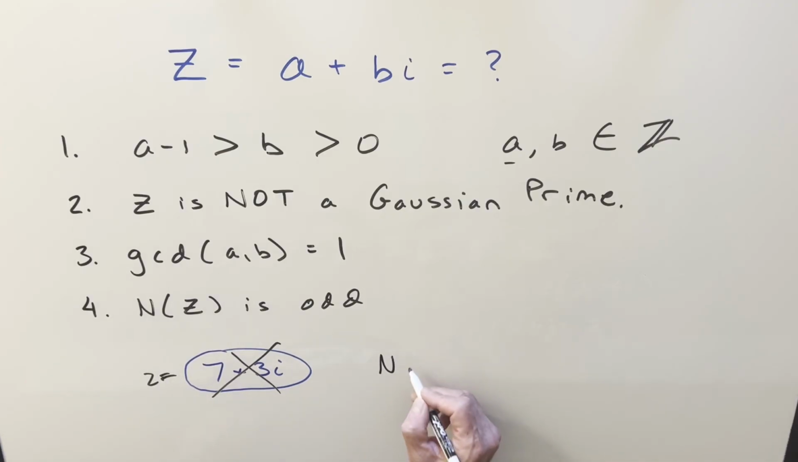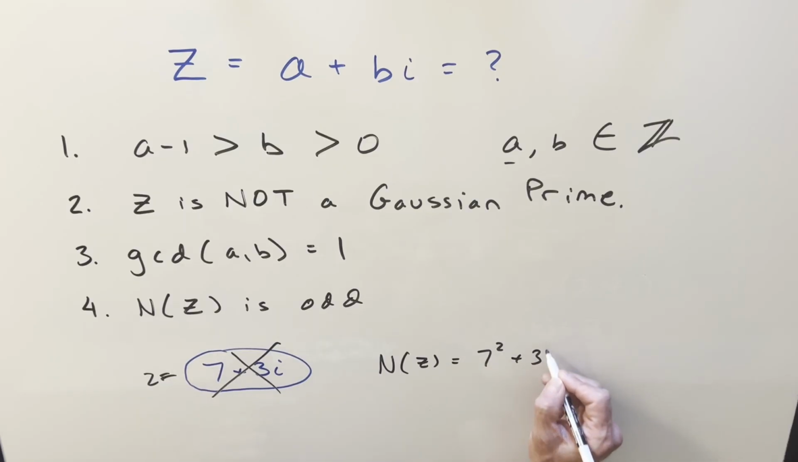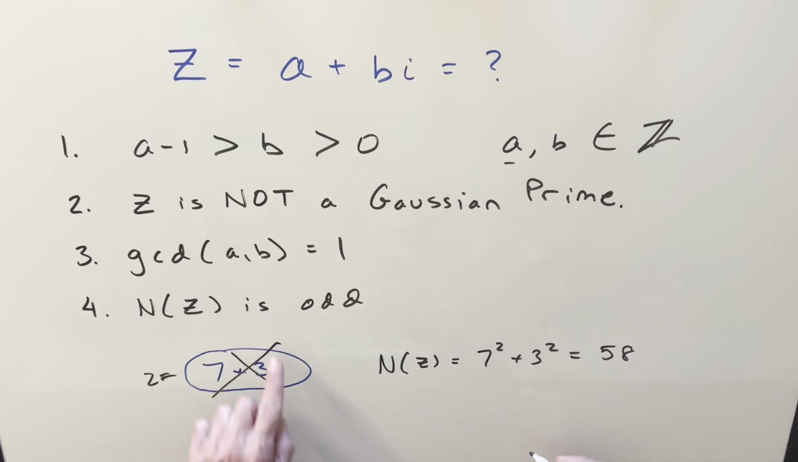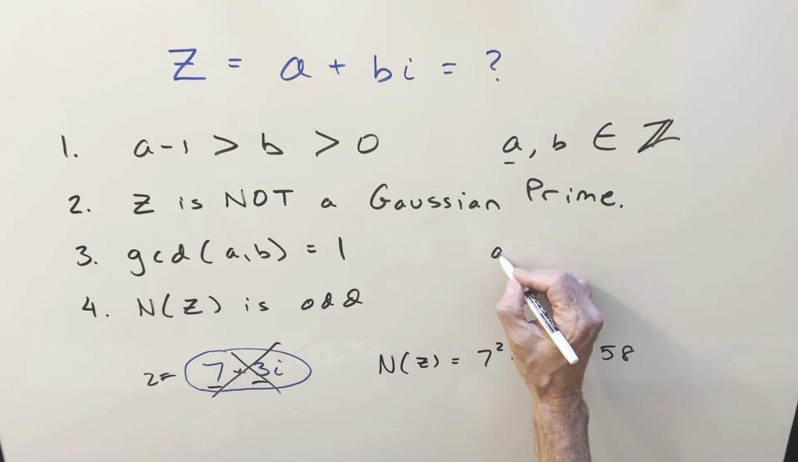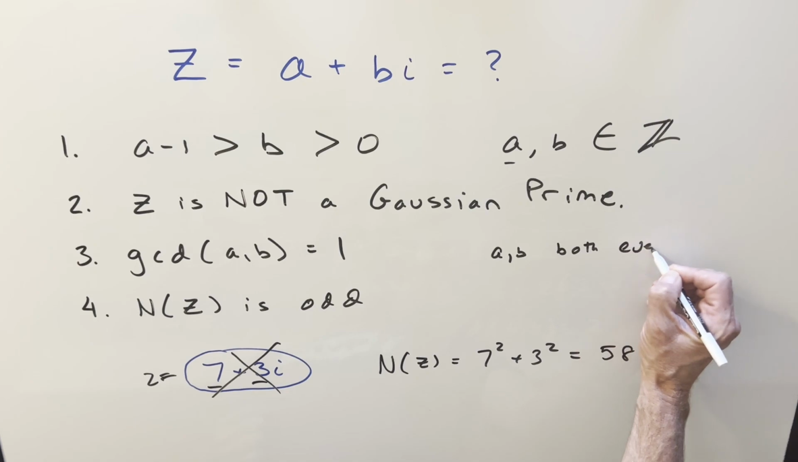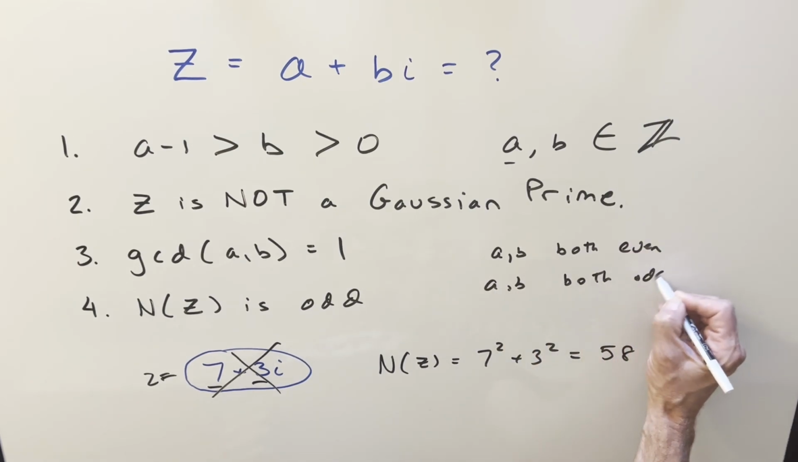But if we calculate the norm of this right here, this is going to be 7 squared plus 3 squared. That's going to be 49 plus 9, 58, which is even. So it's going to violate this. But that's going to happen whenever a and b are both odd. So from all this, we can put together that we can't have a and b both even. We can't have a and b both odd.